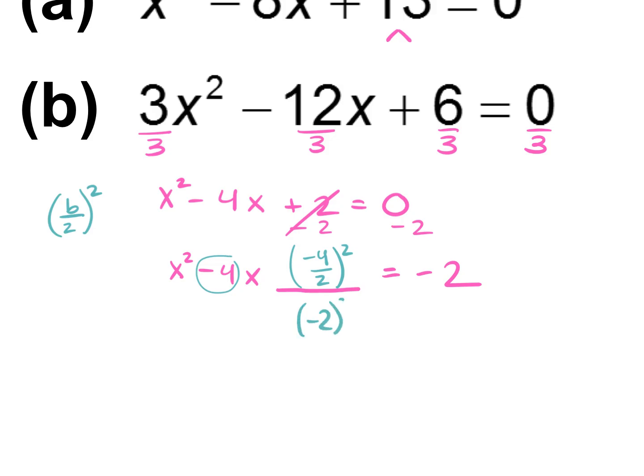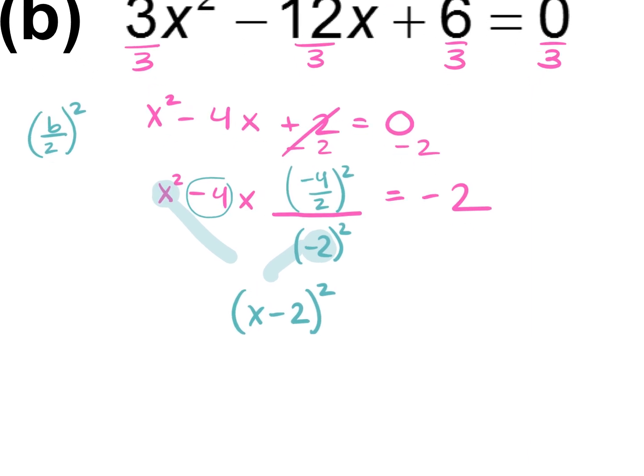Negative 2 squared. Now in my parentheses squared, I'm going to take whatever's squared here, so it's always going to be x, and the number that's squared. So these two are going to go into our parentheses squared. So we have x minus 2. Now we need to make sure we keep our equation balanced. What is negative 2 squared? 4.